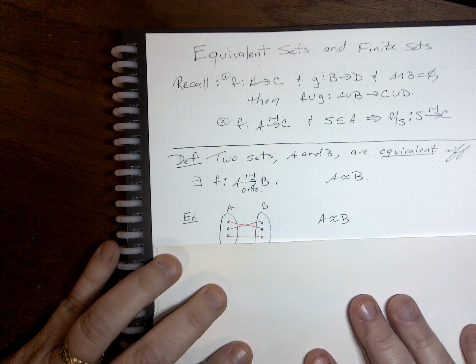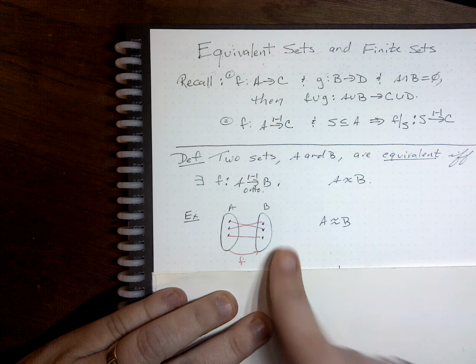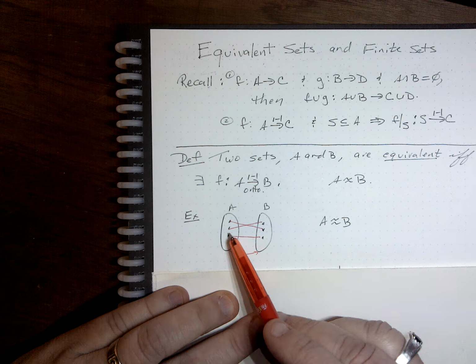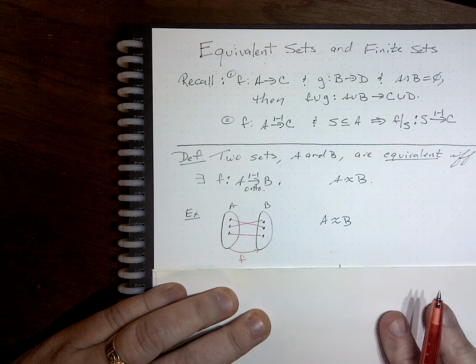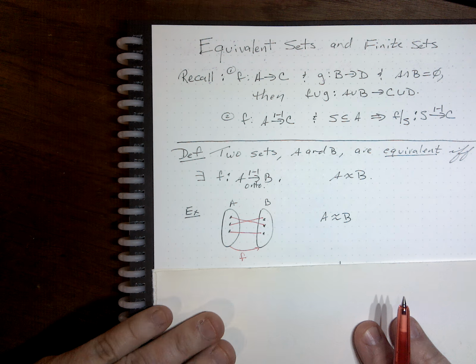For example, let's look at these two sets. If you have two finite sets, you can draw lines to show, and this is just one, there are several, but here's a 1-to-1 onto mapping from A to B. They both have 3 elements. They are equivalent. Any two finite sets with the same number of elements will be equivalent.